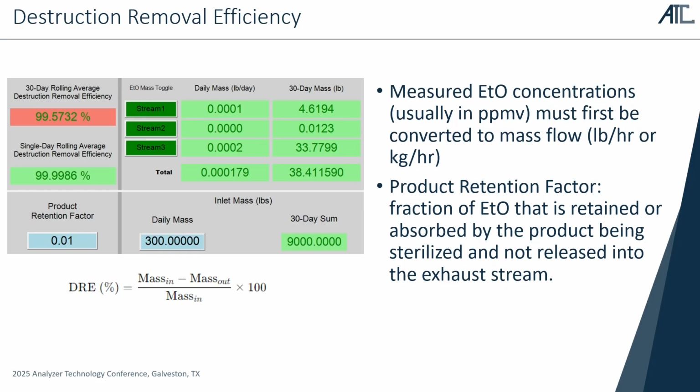So the way we calculate that is we calculate the mass rates in pounds per hour based on the concentration and the molecular weight of ETO and the flow rate of ETO. So we convert that to pounds per hour, or kilos per hour, depending on which jurisdiction the system's installed in. And then we calculate the total amount of mass of ETO before abatement and after, and that's a simple formula of mass in minus mass out divided by mass in times 100, and that calculates the destruction removal efficiency percentage that's required by EPA.